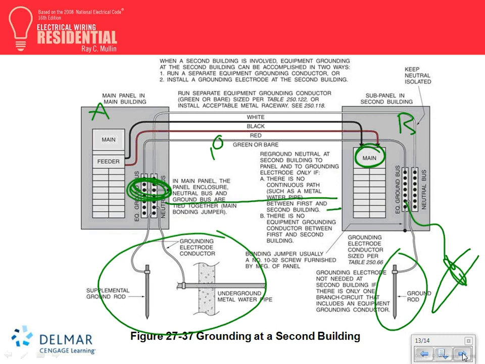Just imagine there's a water pipe, water going from this building to this building. And if I tied these two together, guess what's going to go through this water pipe? Say I tied them together as is, and I have 20 amps here, 20 amps here, 25 amps here.